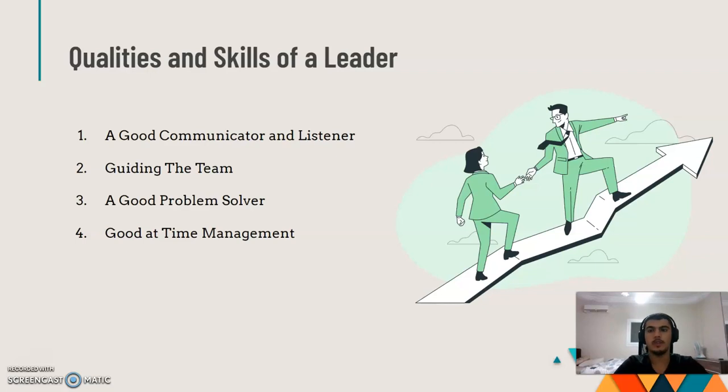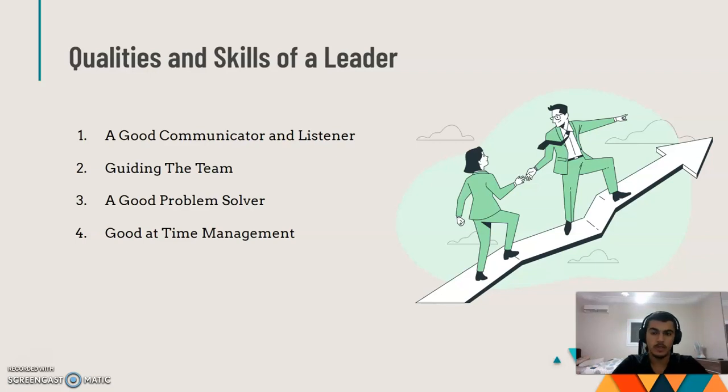So number 1, we have a good communicator and listener. A leader must be a good communicator. He or she must always communicate with their team members. He must always listen to them as well to get their ideas and suggestions. Then you have number 2, which is guiding the team. A leader must guide the team throughout the entire process of developing the project.